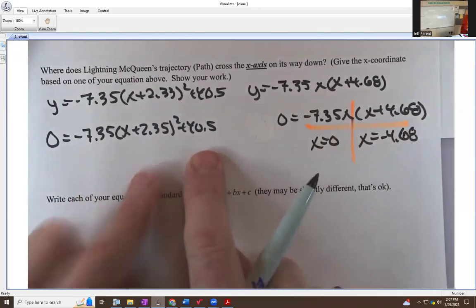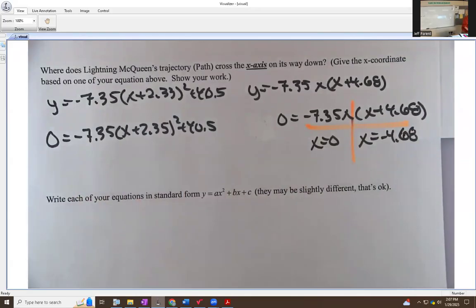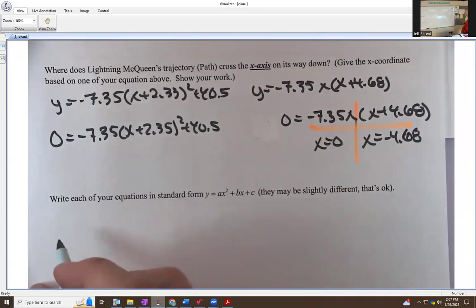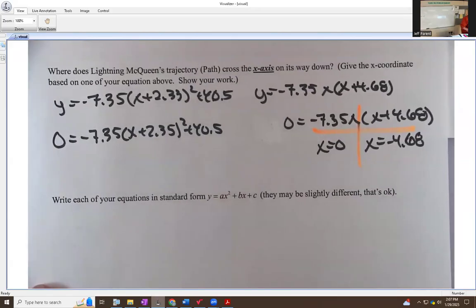If you wanted to put your equation in standard form, what would you do? I think at least you figure that one out. What do we do to put our equation in standard form? Sure, sure. What numbers did you get?